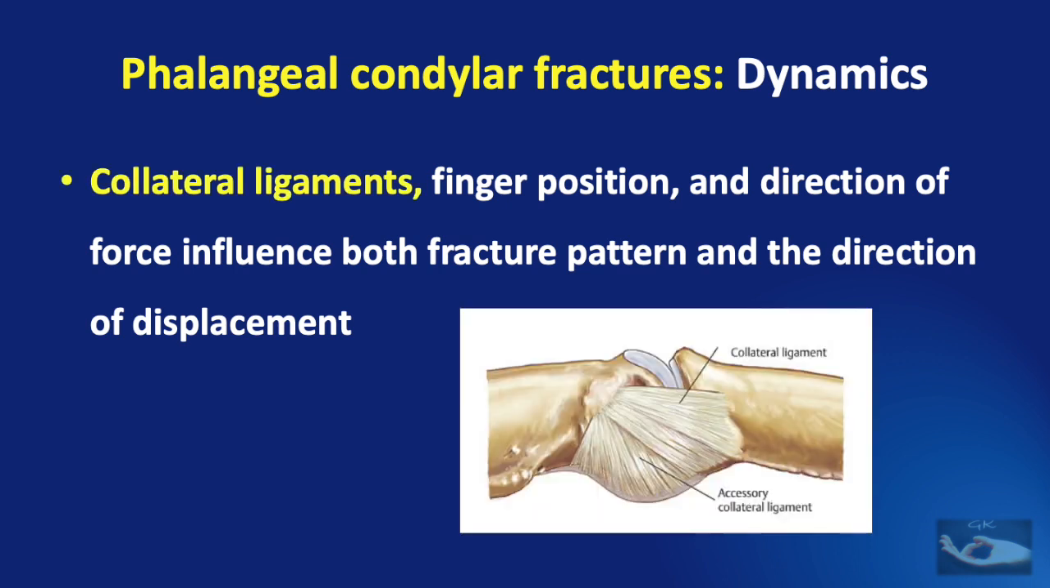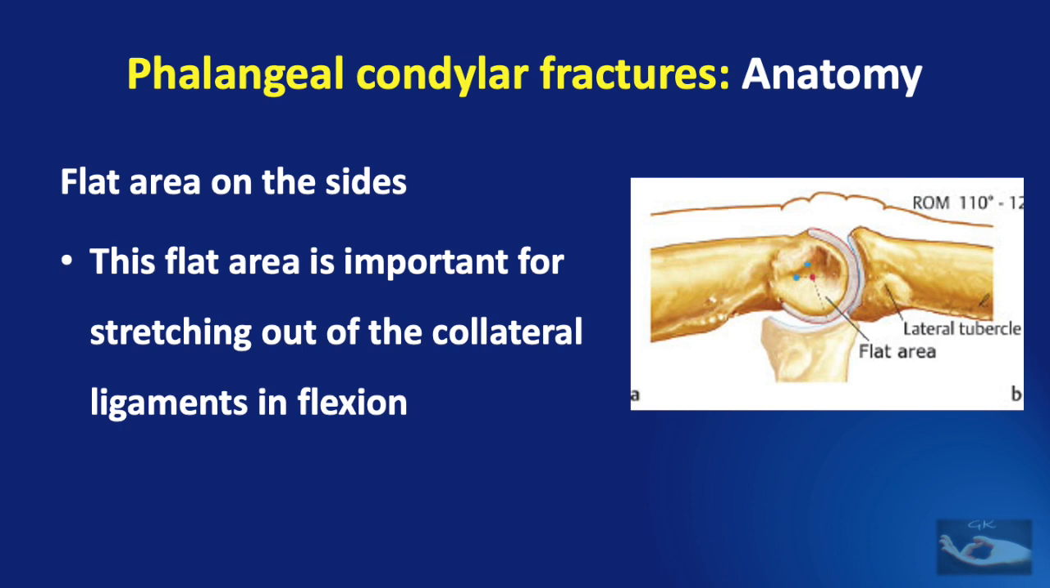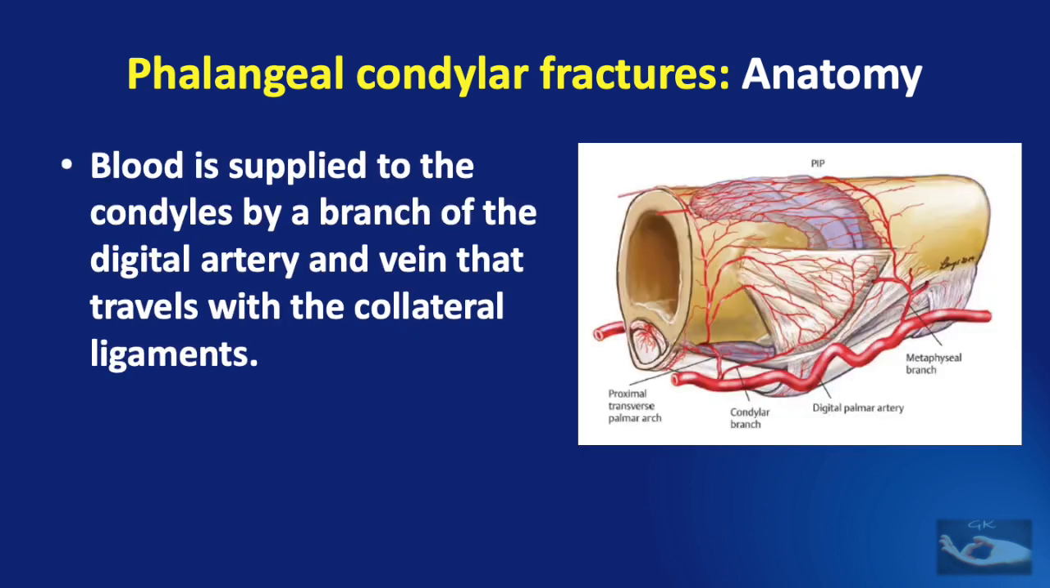We shall now look at these collateral ligaments and their important role in the function of the interphalangeal joint. On both sides of the head of the phalanges, there is a flat area which gives attachment to the collateral ligaments, both the proper collateral ligament and the accessory collateral ligament. The vascular supply to the condyles is by a branch of the digital artery and vein that travels along over the surface of the collateral ligaments.